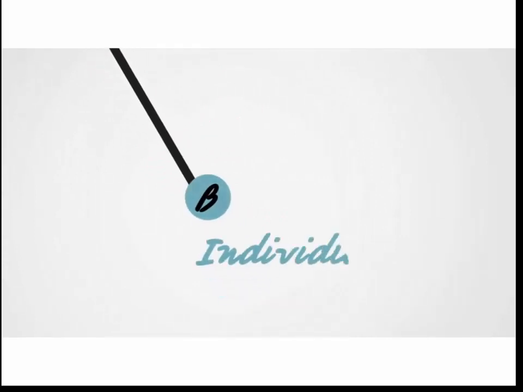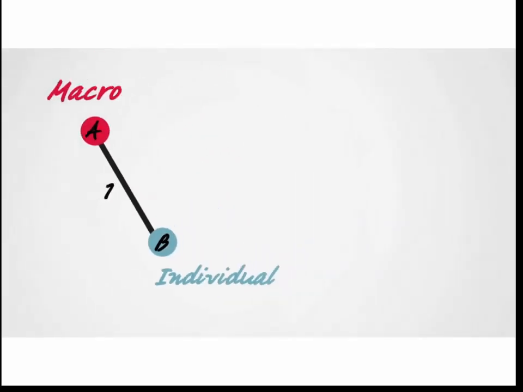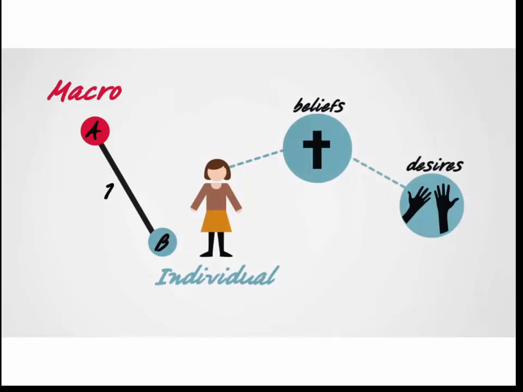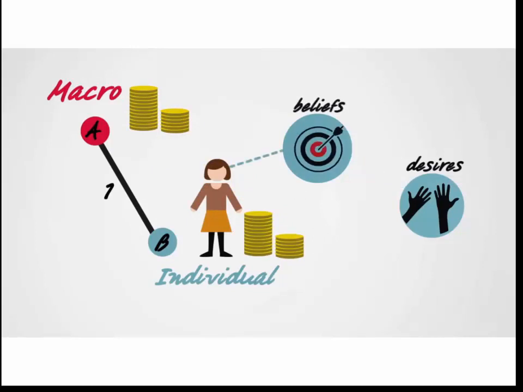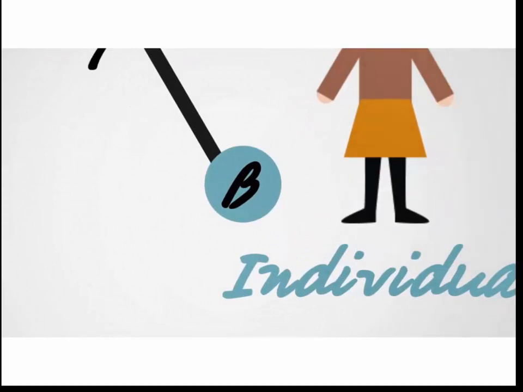The first step in the reconstruction of the mechanism is to figure out how the macro change influences an individual. This is the arrow 1. The macro change can transform the opportunities and incentives of the individual. It can also influence her beliefs or desires. For example, the introduction of the basic income could change the individual's level of income, her relationship with the bureaucracy, and her beliefs about what is expected from her. It is also possible that the basic income changes the skills and abilities of the individual by influencing her educational choices. All these multiple influences are registered at the node B.